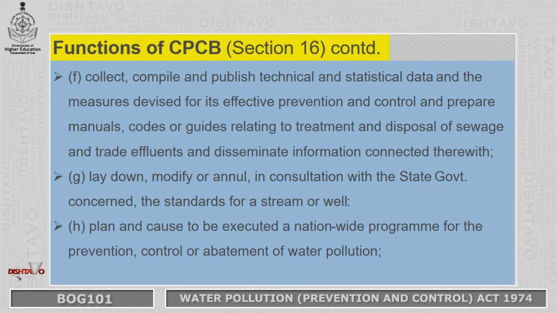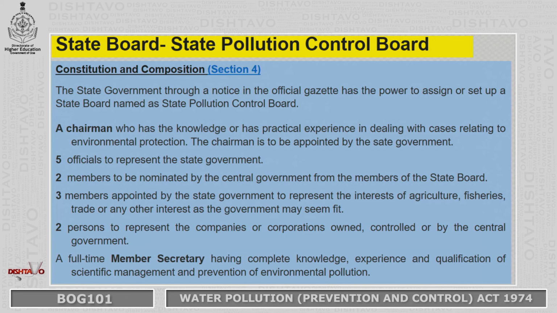Also, the function of the central board is to lay down or modify or annul, in consultation with the state government, the standards for streams and wells, and also plan and cause to be executed a nationwide program for the prevention, control and abatement of water pollution.